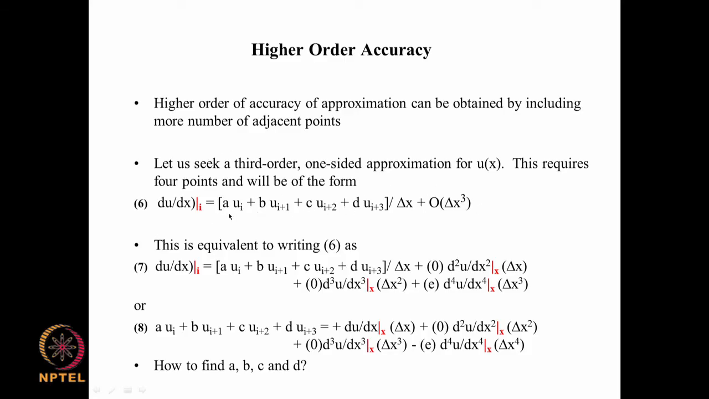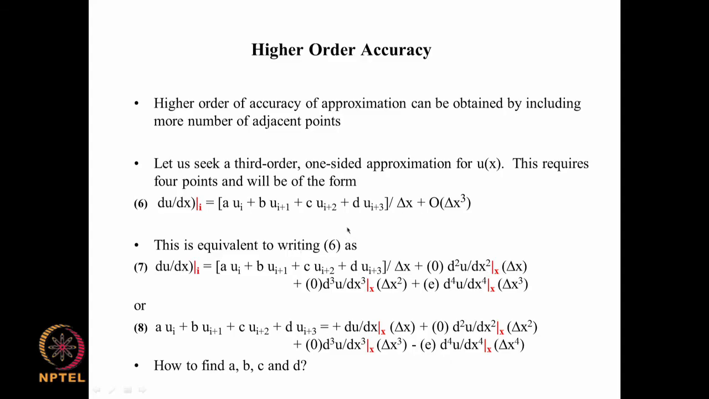So, we seek an approximation for ∂u/∂x at i in the form of (a u_i + b u_{i+1} + c u_{i+2} + d u_{i+3}) divided by Δx, plus terms of the order of Δx cubed. This makes it a third order accurate approximation.